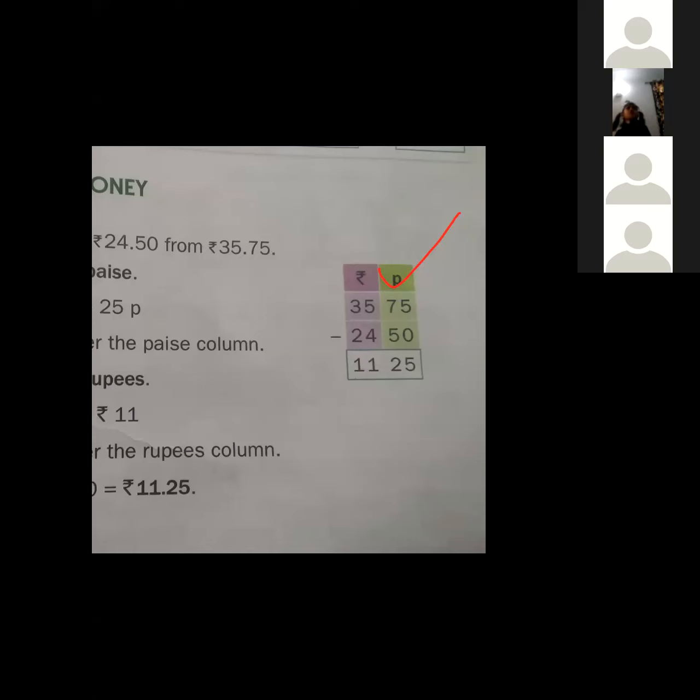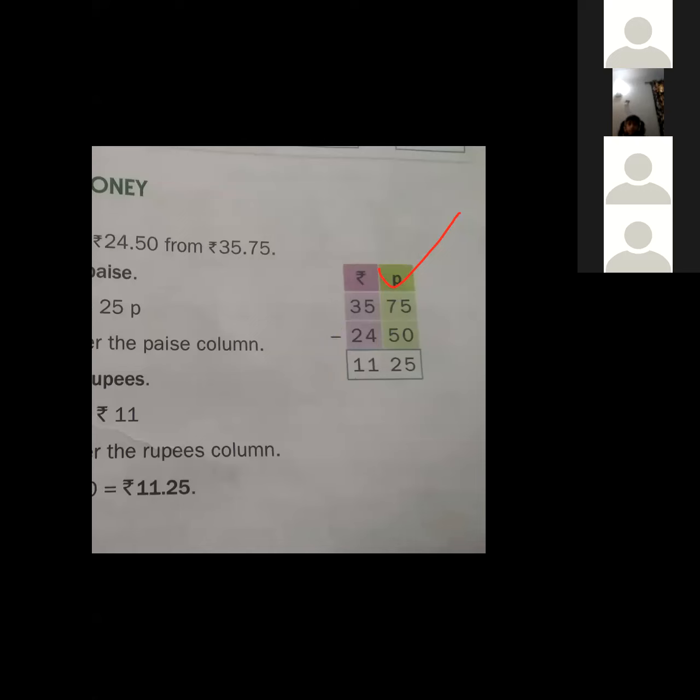So what you have to do, students, this is the pattern. Bigger number to be kept at the top when you are doing the subtraction sum, and the smaller number to be kept down. And always remember to write the symbol. As I told you, many times I have seen students especially, they forget to write the minus or plus, whatever it is. So you have to take care of these small things. So when you subtract, you get 11.25.